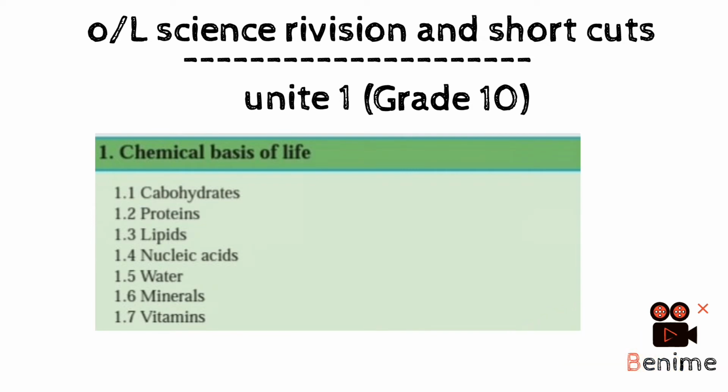The first unit of biology: chemical basis of life. What does chemical basis of life mean? These following chemicals are very important to everyday life. That's why this heading is called the chemical basis of life.